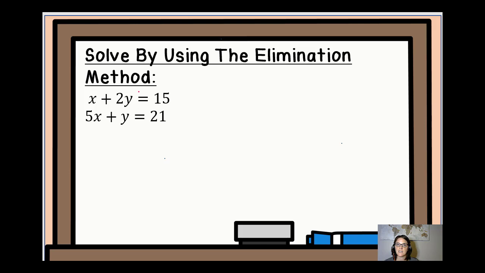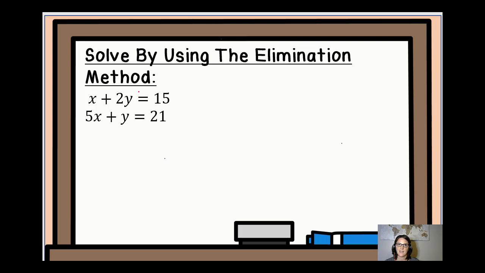So we're going to use the elimination method to solve x plus 2y equals 15, and then the second equation is 5x plus y equals 21. So notice that they are both in ax plus by equals c form. So they're stacked kind of one on top of the other. So actually this is going to make it much easier for us to use the elimination method.